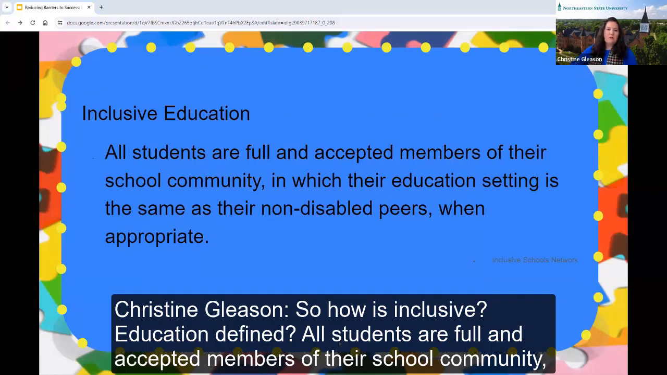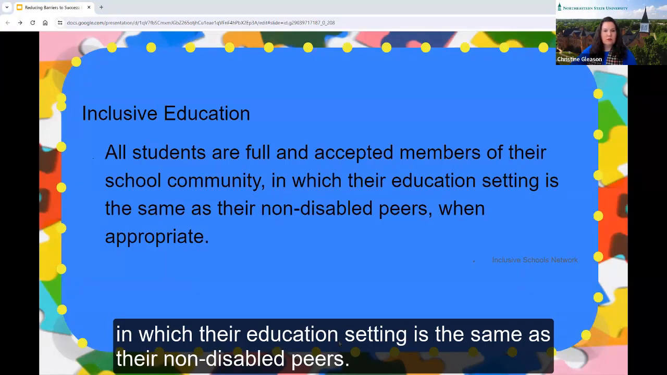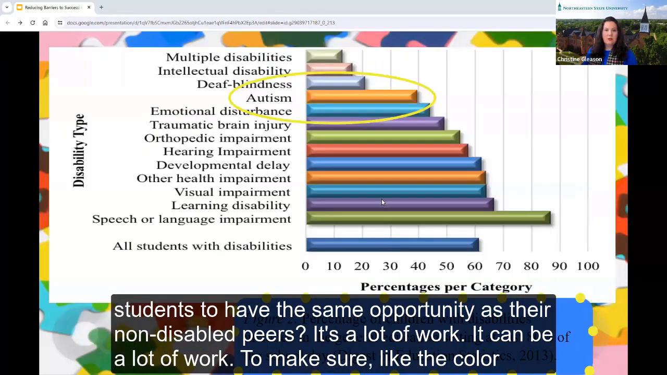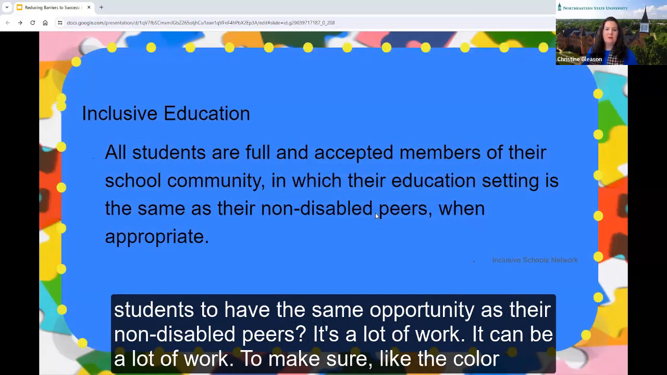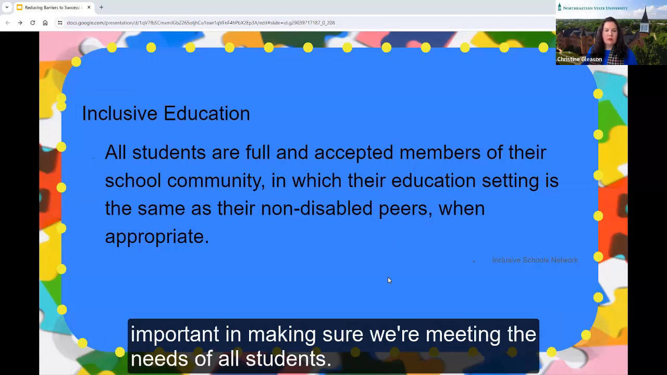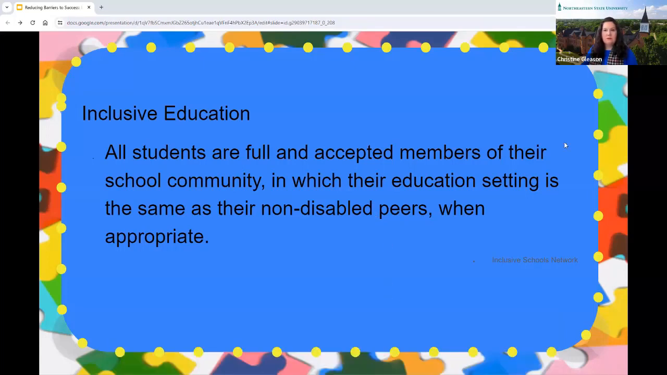So how is inclusive education defined? All students are full and accepted members of their school community, in which their education setting is the same as their non-disabled peers. Again, with those open educational resources, are we providing the modifications that are needed in order for all students to have the same opportunity as their non-disabled peers? It can be a lot of work to make sure the color contrast is high enough, that there are captions on every picture, that there's text-to-speech being offered. But all of those things are really important in making sure we're meeting the needs of all students.